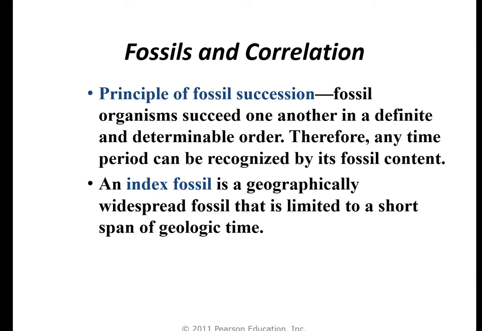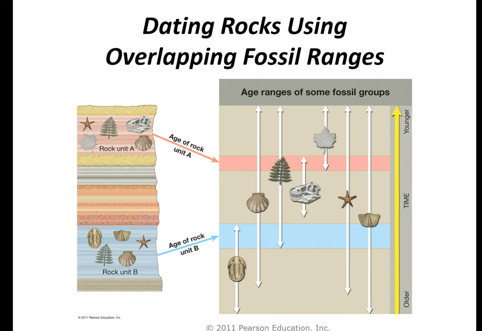Now we also have a correlation of fossils. We have the principle of fossil succession. This is when fossil organisms succeed one another in a definite and determinable order. Therefore, any time period can be recognized by its fossil content. And then we have an index fossil, which is a geographically widespread fossil that is limited to a short span of geological time, which allows us to get the very exact, near exact ages of the rocks it is in.